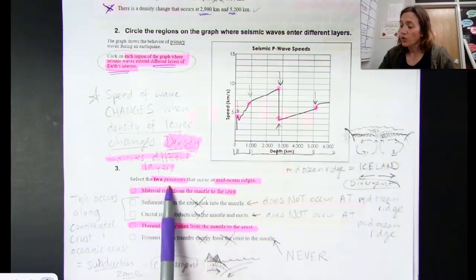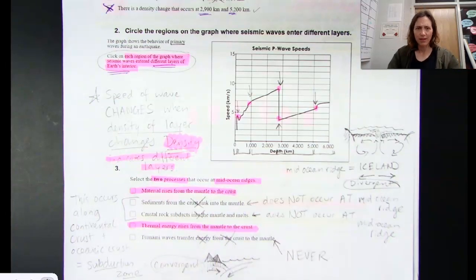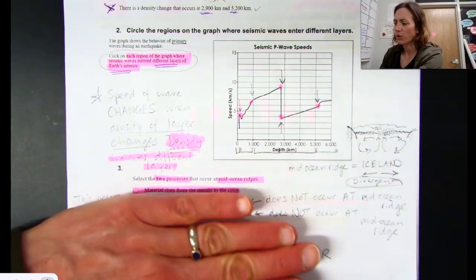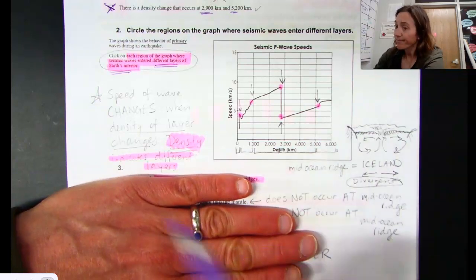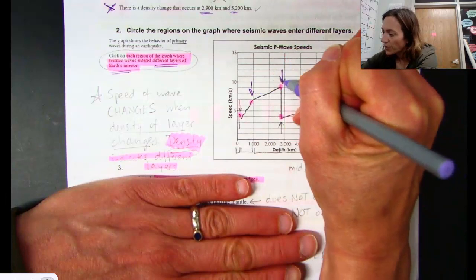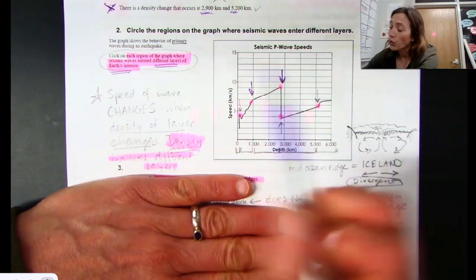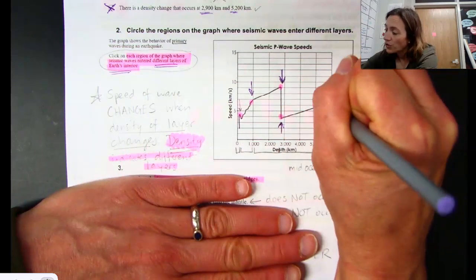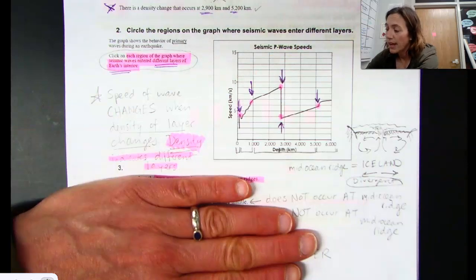So select the 2 processes that occur at mid-ocean ridges. Oh, I'm sorry. Sorry. I moved on to the second question. I know they're really close together. My bad. The only thing you had to do on this question was put arrows where seismic waves enter different layers. So when you see a change in speed, you have entered a new layer. And if you put some arrows in those particular places, you were right. Okay.